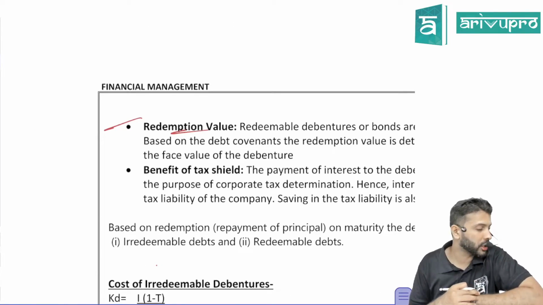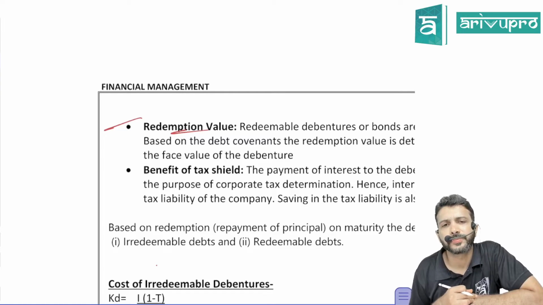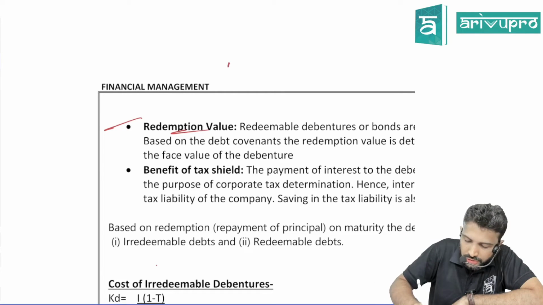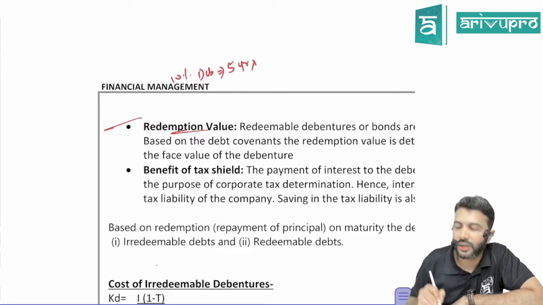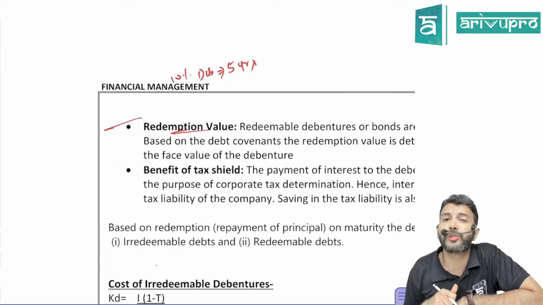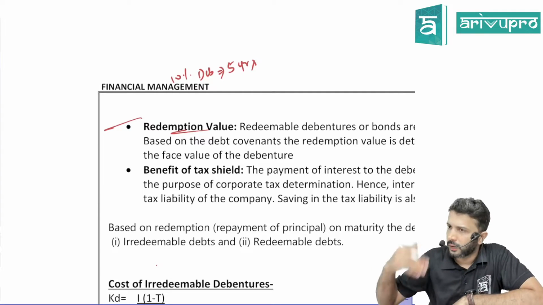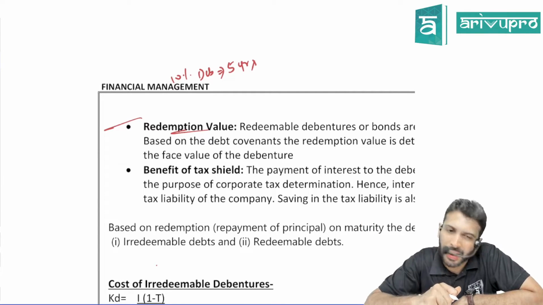Next is the redemption value. Redemption value means, let's say you have issued debentures for 5 years. You have issued 10% debentures and the period is 5 years. That means at the end of the 5th year, what do you need to do? Pay the debenture holders their money back.